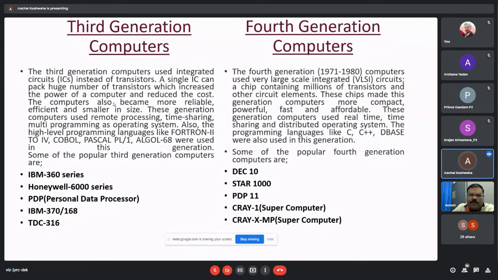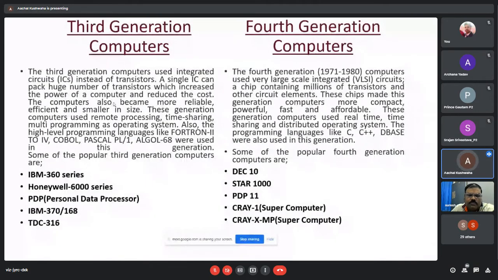Also, high level programming languages were introduced in this era, like Fortran II and IV, COBOL, Pascal, etc. Some of the popular third generation computers were the IBM 360 series, Honeywell 6000 series, PDP, IBM 370/168, and then the fourth generation computers.